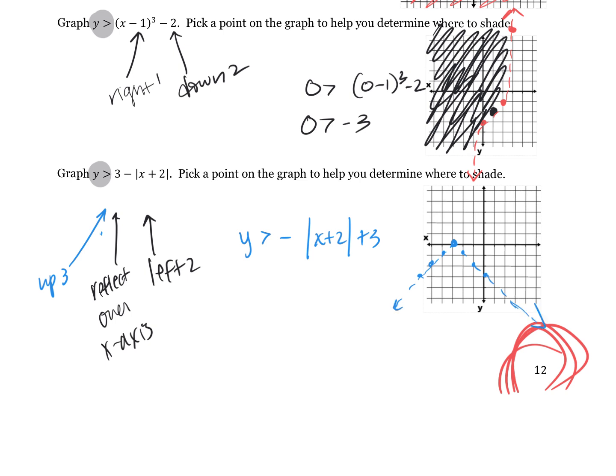And where would we shade? It says my y is greater than. Underneath? Above? Let's use 0. So we'd have 0 is greater than 3 minus 2, which is 1. Is 0 greater than 1? It is not, so I cannot shade there. So I'd shade on the other side.